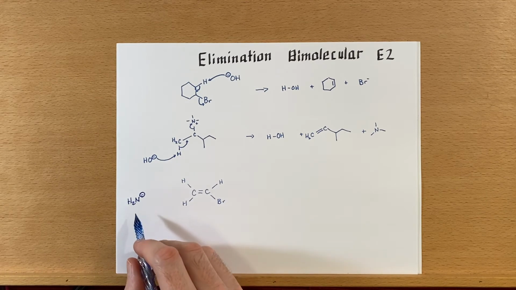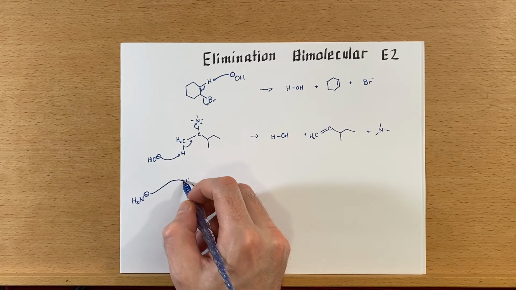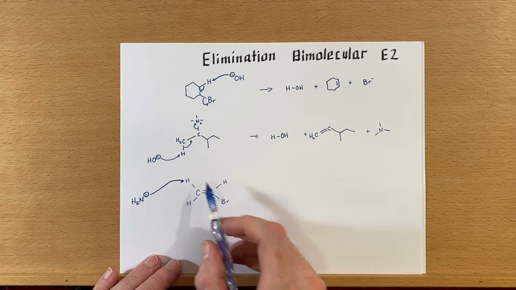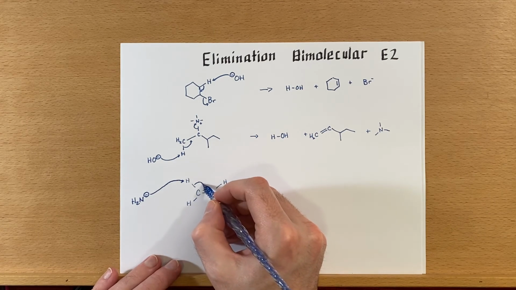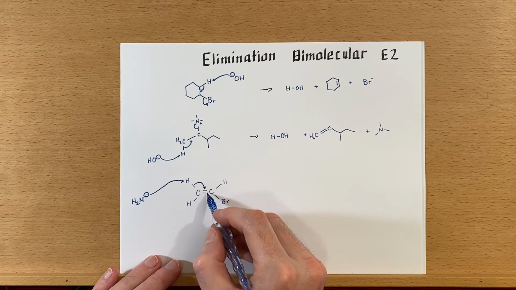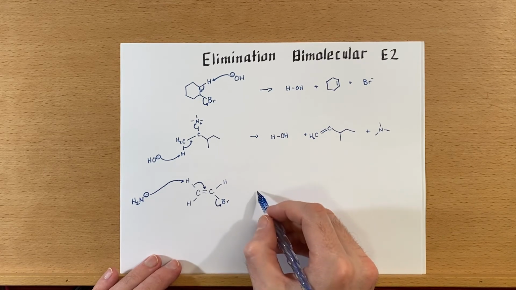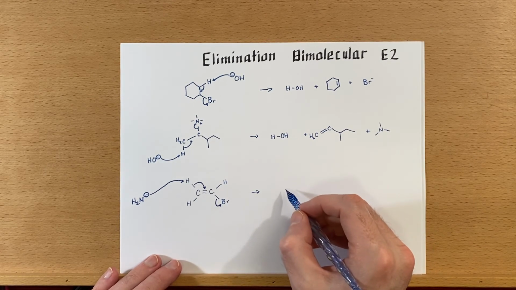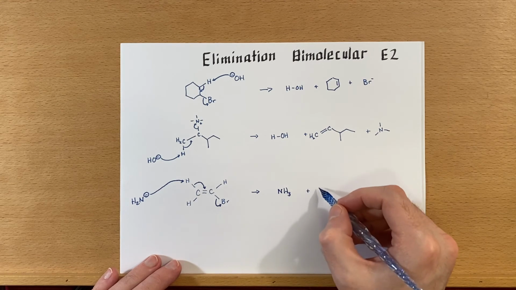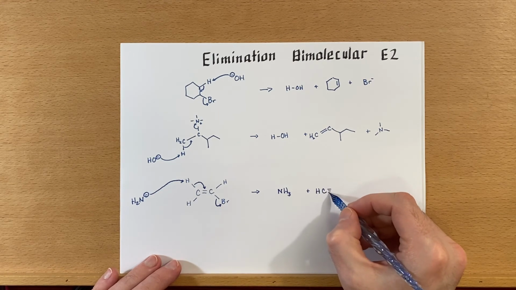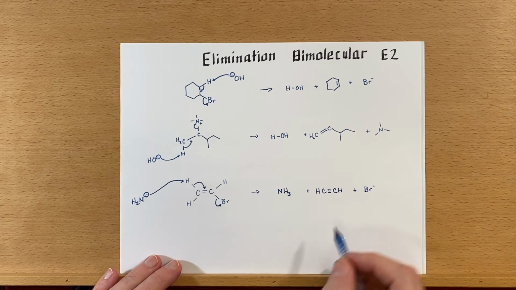So we've got a fairly reactive base. Should be pretty strong. It's going to attack this hydrogen here. It's going to attack the hydrogen on the opposite side. And then those electrons will end up in the carbon-carbon bond, and we pick the leaving group. That's going to be the bromine. And we're going to make 3 products again. It's 3 steps here. We make ammonia. We make acetylene. And we make bromide, which was our leaving group.